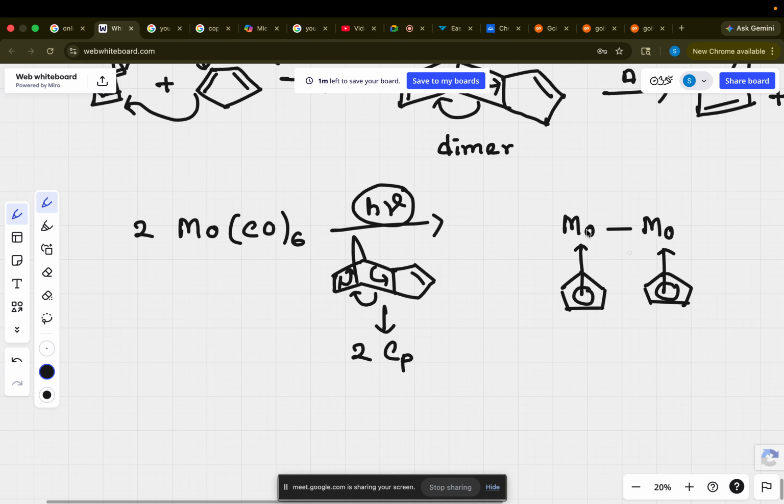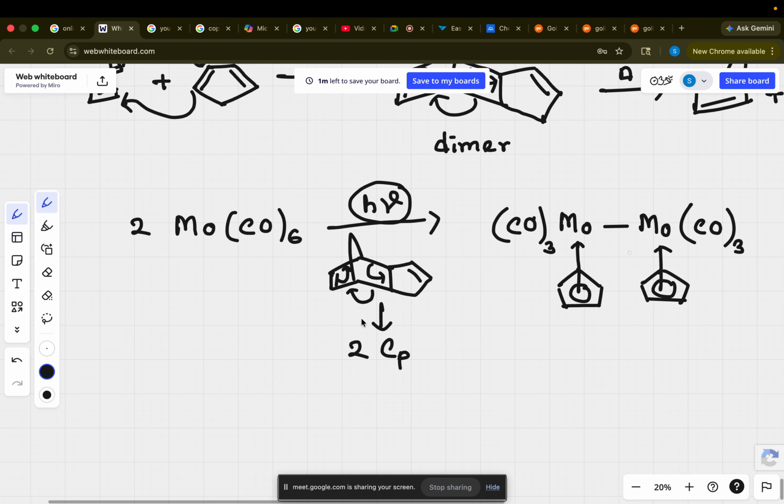So if I calculate the electrons, 6 electrons from your molybdenum center, 5 electrons from this cyclopentadienyl, and 1 electron from this covalent bond. So 6 plus 5 plus 1, 12 electrons you are getting. So how many carbonyls you need? You need 3 carbonyls here, and this side also you need 3 carbonyls. So basically the metal dimerization will take place, but cyclopentadienyl will break down.